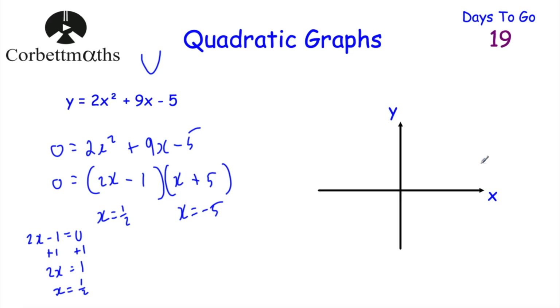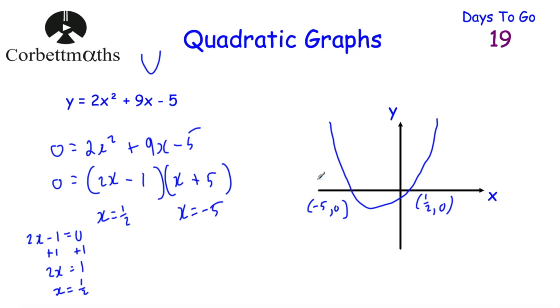So that means it crosses the x-axis at minus 5, so over here somewhere, and a half over here somewhere, so let's sketch that. And this point would be minus 5, 0, and this point here would be a half, 0. So we now know where it crosses the x-axis, we've got its shape, let's find where it crosses the y-axis. Now it's going to be negative, as you can see here, and to find where it crosses the y-axis, we let x equal 0.